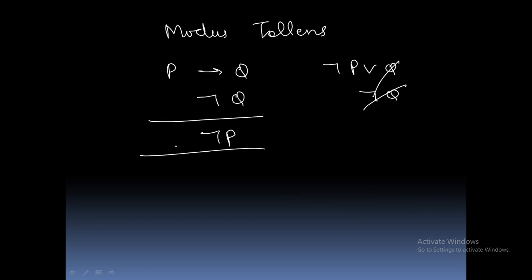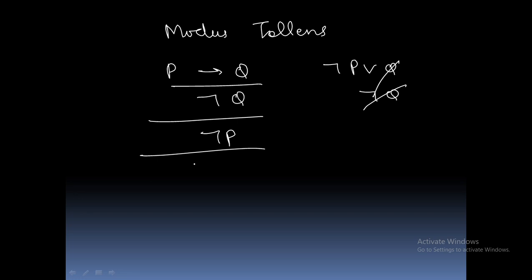Now next is modus tollens. In modus tollens, we use this equation P implies Q and not Q. When we solve this equation, we find not P or Q, Q cancels with not Q, and we find not P is the answer.